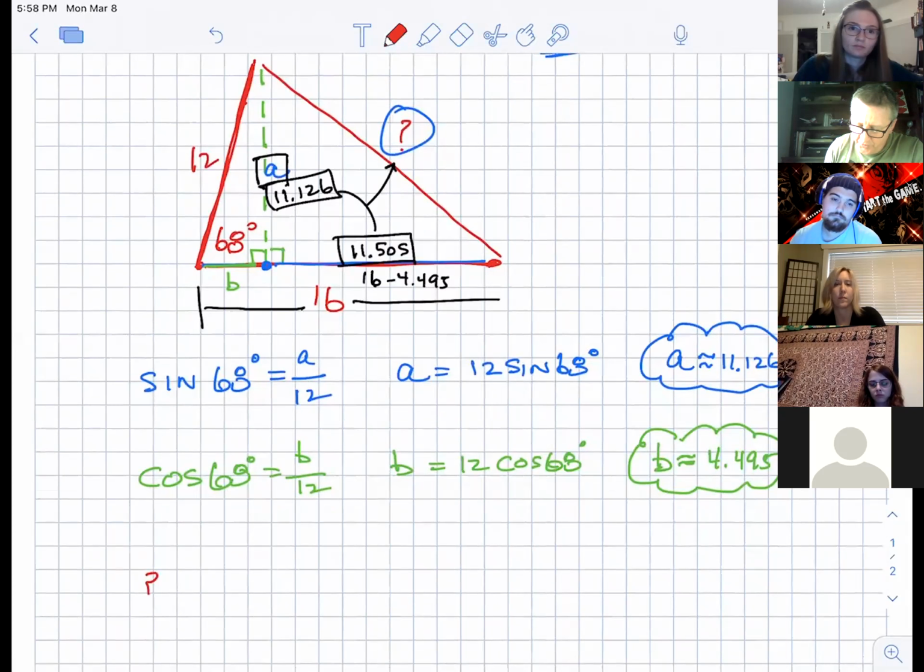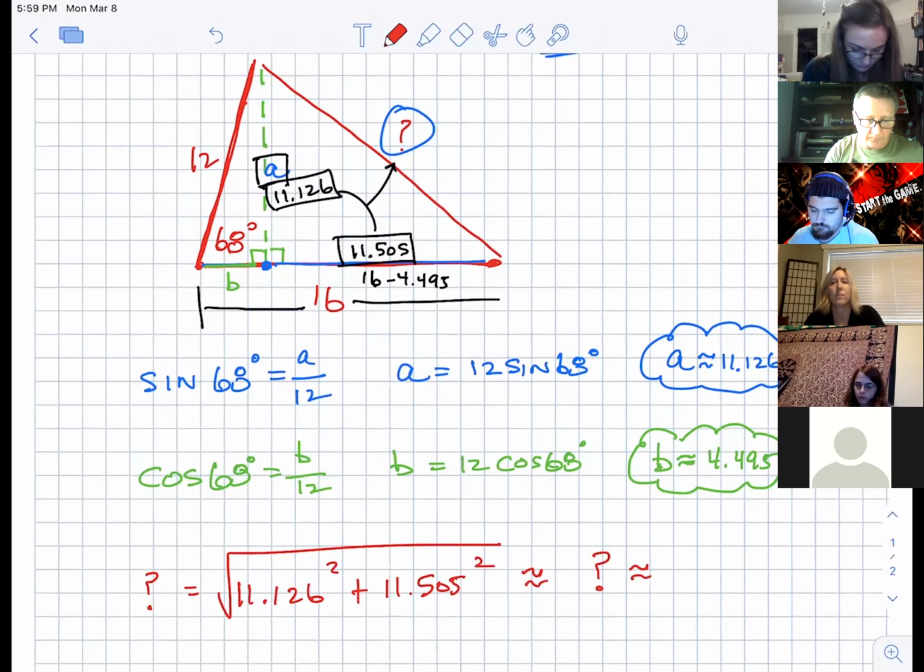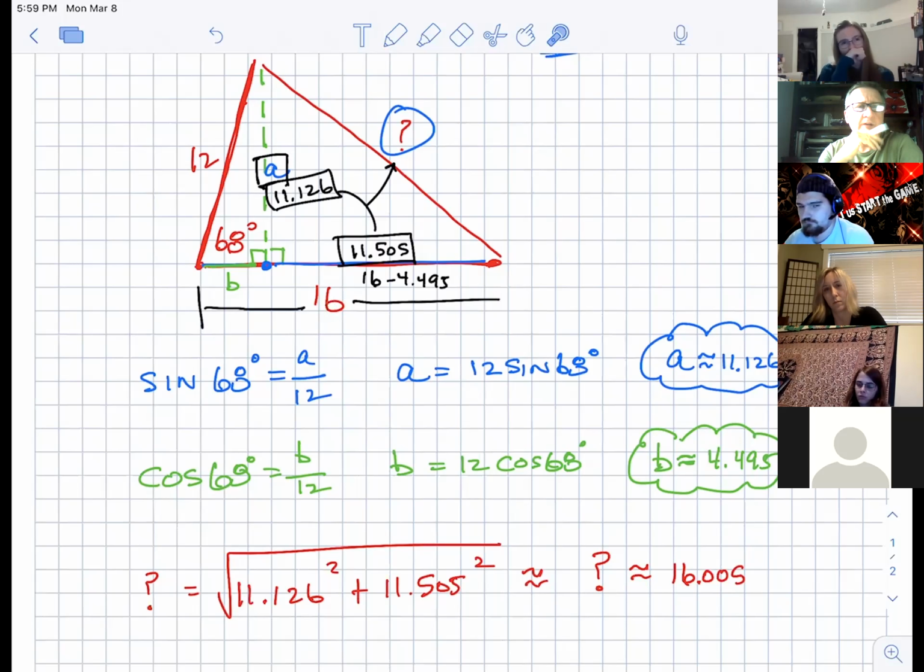So I'm home free. All I have to do is Pythagorean theorem. To get this other side, I just have to take 11.126 and square it, 11.505 and square it, add those together and square root. So my unknown side is approximately 11.126 squared plus 11.505 squared. Bam. Square root: 16.005. It's darn close to 16. That was almost the same size as this side over here, which is just dumb luck. So I was able to figure out stuff in that triangle, even though it was a non-right triangle. Do you agree with that? You understand that logic?